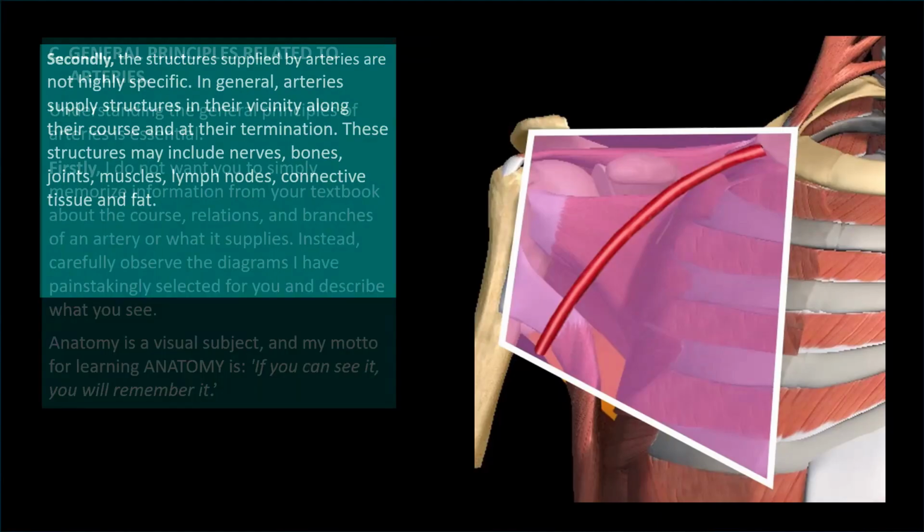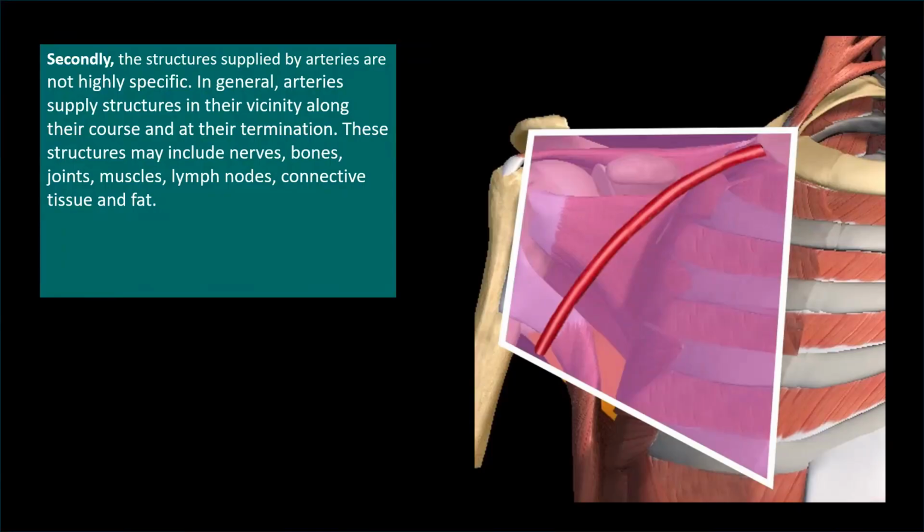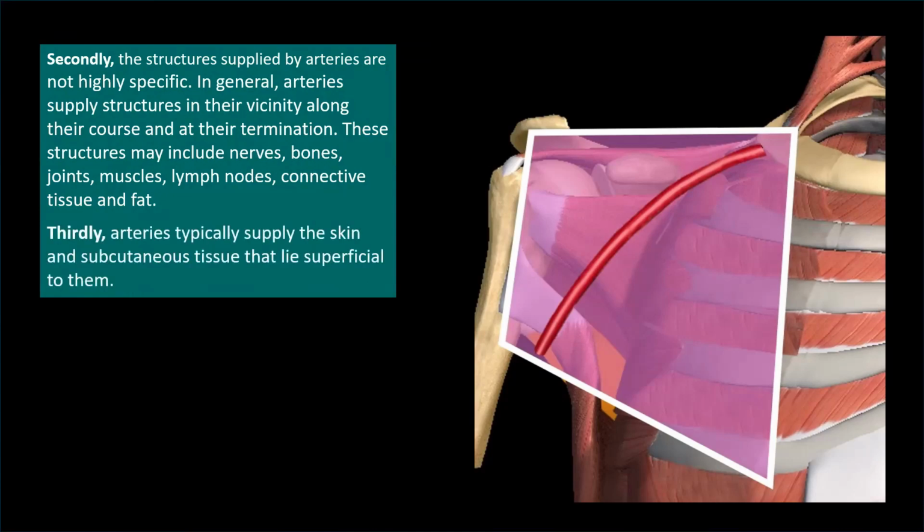Secondly, the structures supplied by the arteries are not highly specific. In general, arteries supply structures in the vicinity along their course and at their termination. These structures may include nerves, bones, joints, muscles, lymph nodes, connective tissue, and fat. Thirdly, arteries typically supply the skin and subcutaneous tissue that lies superficial to them.